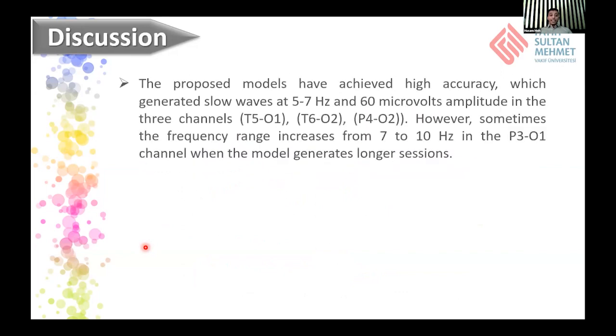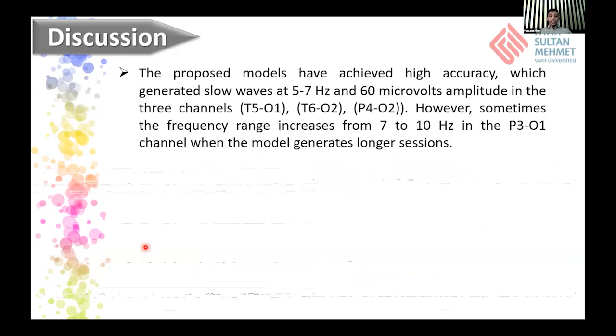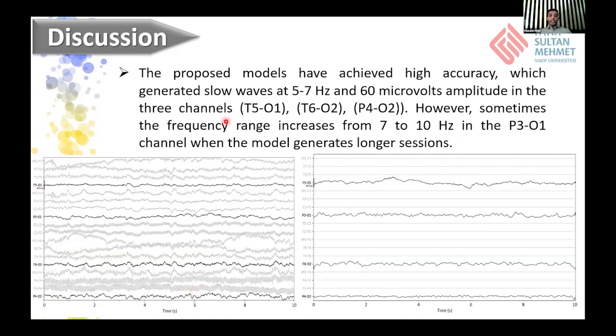We can say that our model achieved high accuracy, generating a slow wave in these 3 channels, T501, T602, and B402, at 5 to 7 hertz. And sometimes, in this channel B301, the frequency range increases from 7 to 10 hertz for longer sessions. This is the normal signal, and this is our artificial generated signal.